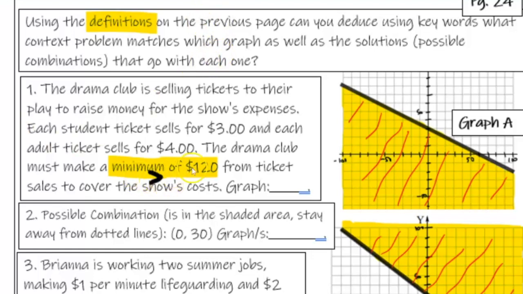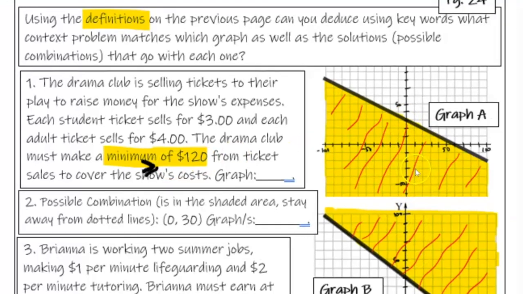Now the question I'm asking is, do I include my $120? So I have a minimum of $120. Yes, I have at least $120. That means greater than or equal to. So what kind of line is that? Is that open or closed? It's closed. So I'm looking at either one of these two graphs.